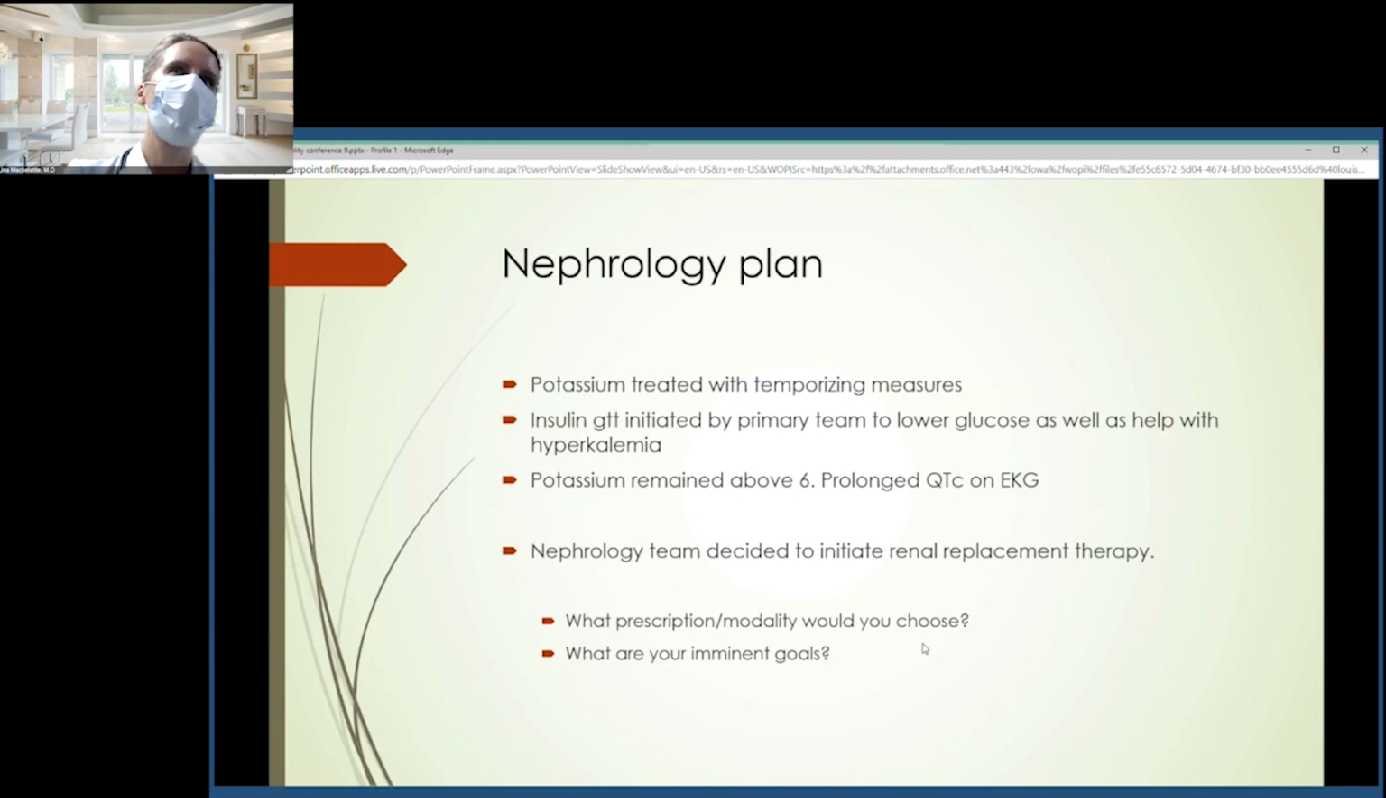I guess CRRT, but also IV... EKG changes from the... probably it shows a higher potassium.